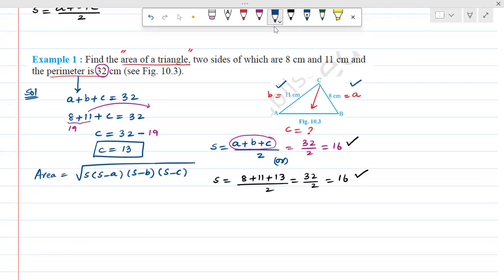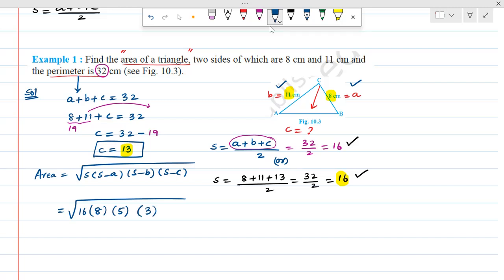This is equal to the square root of s. S is nothing but 16. Now I have to subtract s with a. What is that? Which is equal to 16 minus 8, which is 8. And then s with b, which is equal to 16 minus 11, which is 5. And then s with c, which is 13. So 16 minus 13, which is equal to 3.